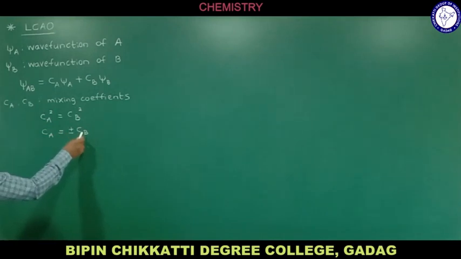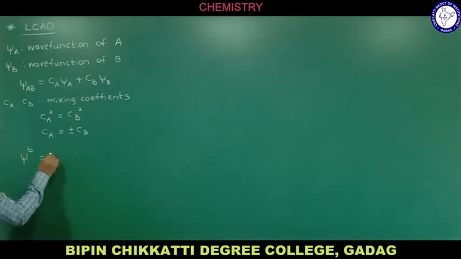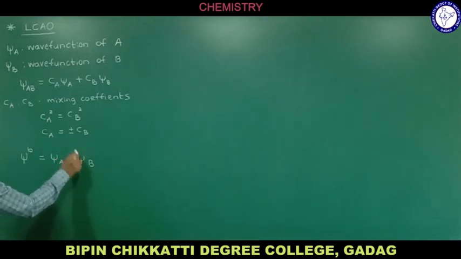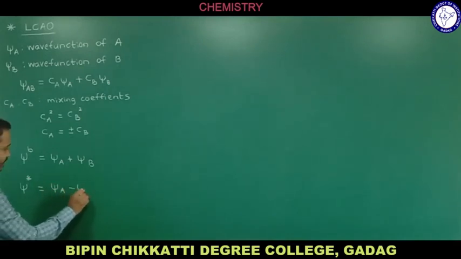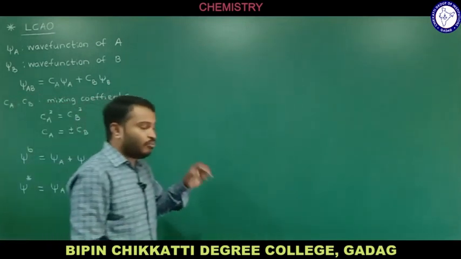So based on this I can say there will be a formation of two molecular orbitals, one with a plus sign and one with a minus sign. The first molecular orbital we are going to get is psi superscript b, I am going to write here. Psi b is nothing but the addition of the atomic orbitals, so psi b is equal to psi a plus psi b. And one more I am going to consider, psi superscript star, which is equal to psi a minus psi b. So this is how I can represent the two different molecular orbitals.